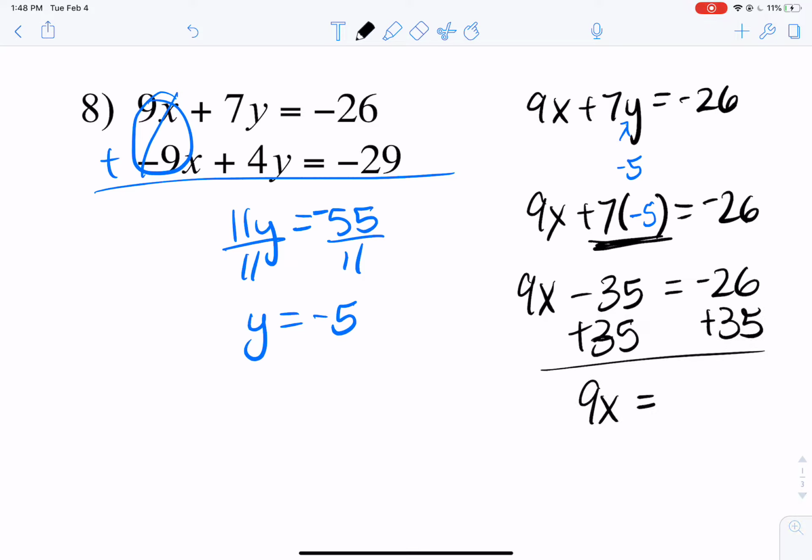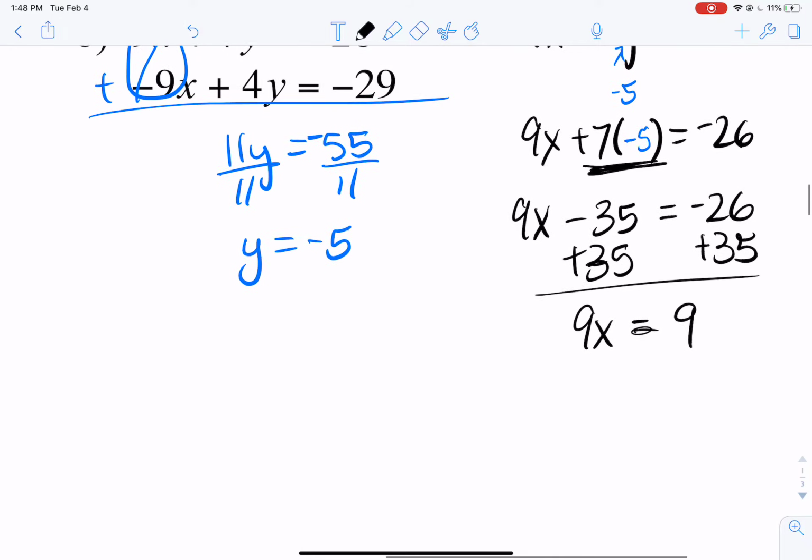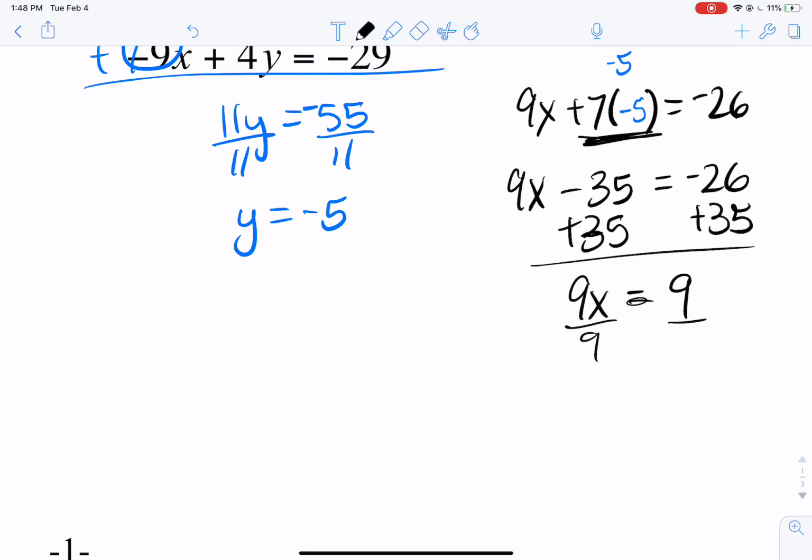And 9x is going to equal 9. Divide by 9, and x is equal to 1. So 1 and negative 5.